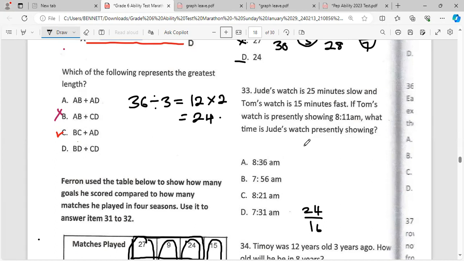The question says Jude's watch is 27 minutes slow and Tom's watch is 50 minutes fast. If Tom's watch is presently showing 8:11 a.m., what time is Jude's watch showing? So, sir, you have to figure out what Jude's time is. If Tom's time is 8:11 a.m., that means Jude's watch is 25 minutes behind.